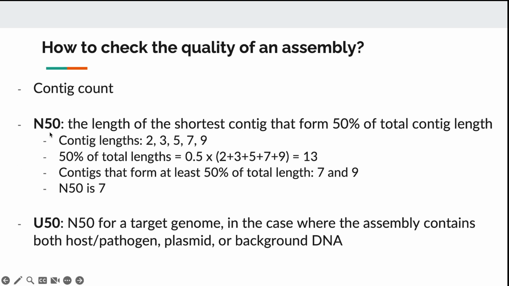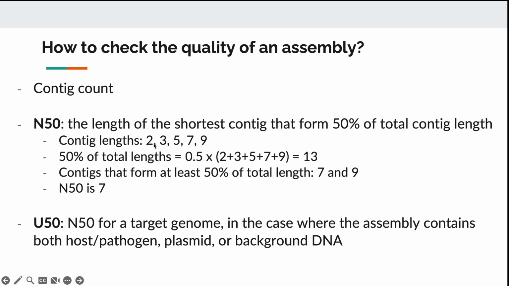The next metric, called N50, is the length of the shortest contig that forms at least 50% of the total contig length. So if you imagine that all the contigs that you get together reconstruct the whole genome, N50 asks, okay, if I only consider half of my genome, how short of a contig do I need to consider? Let's see the number first.